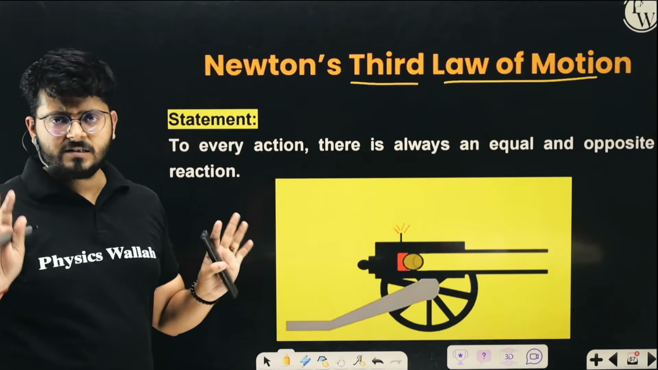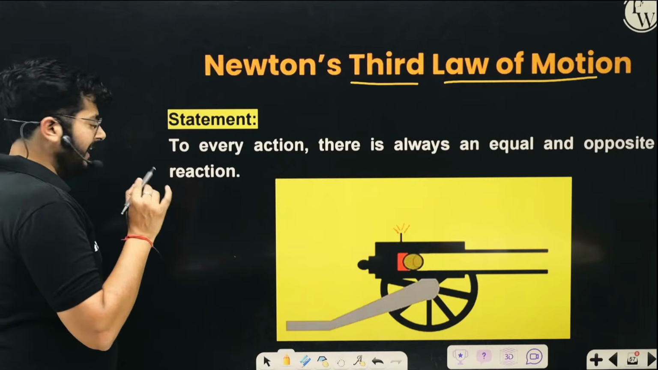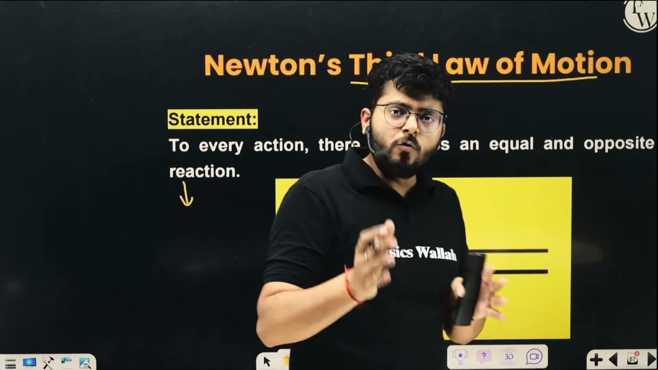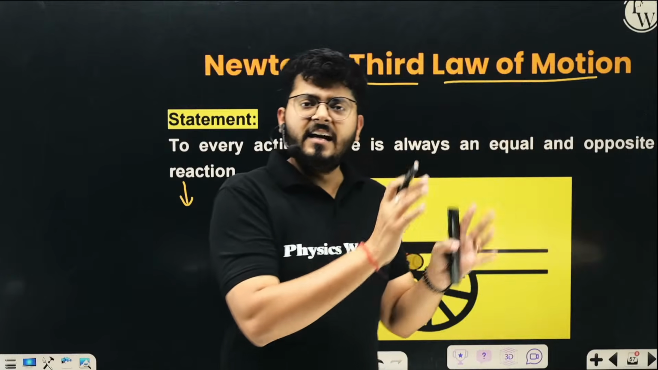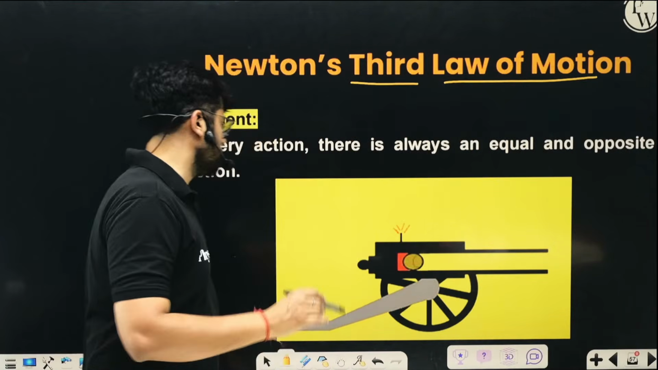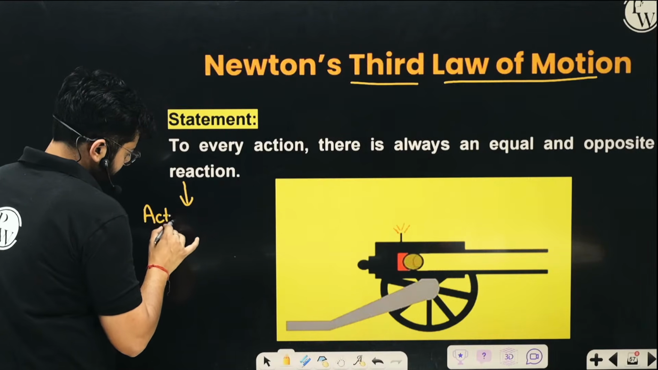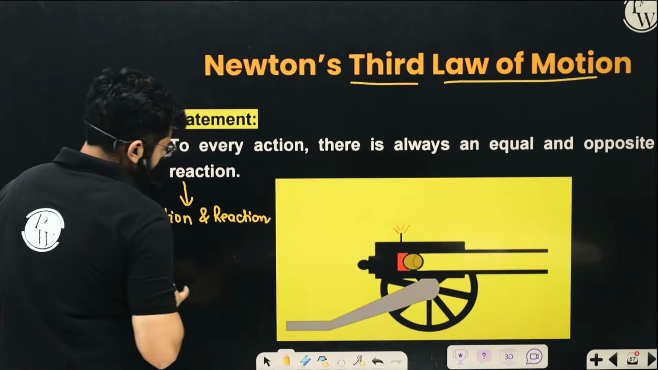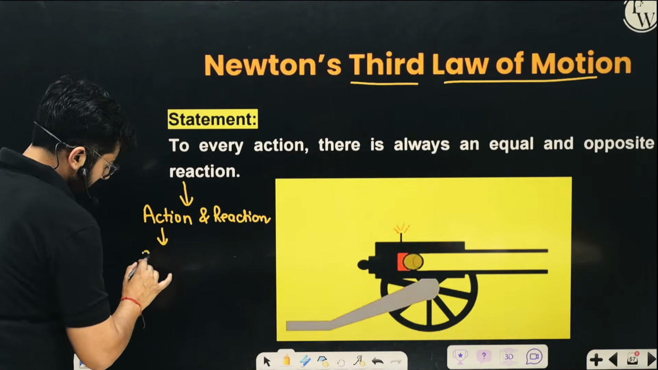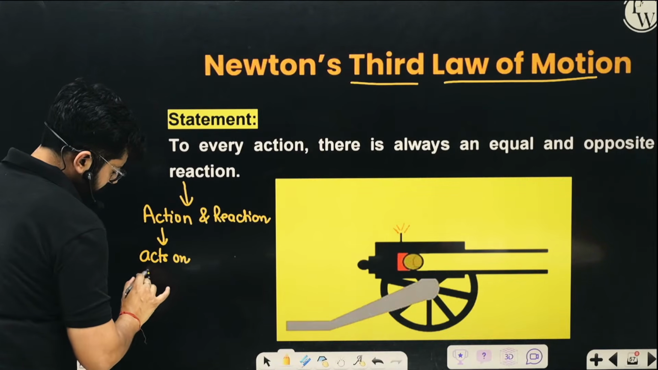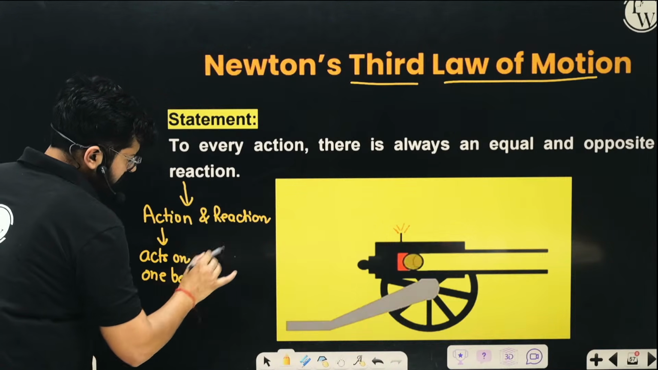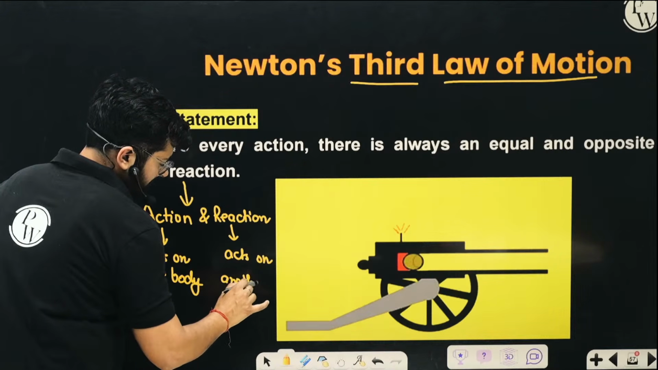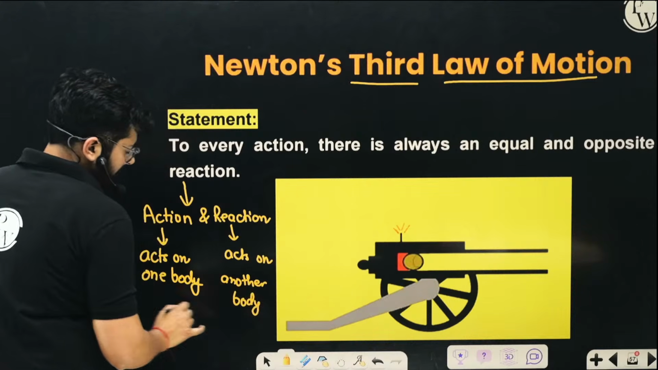We know that. It's a famous movie dialogue now, right? But the main idea is action and reaction forces don't act on the same body. Action force acts on one body while the reaction force acts on the other body, right? So we can say that action and reaction forces are there. Action force acts on one body, while the reaction force acts on another body. They don't act on the same body. There is equal and opposite reaction.